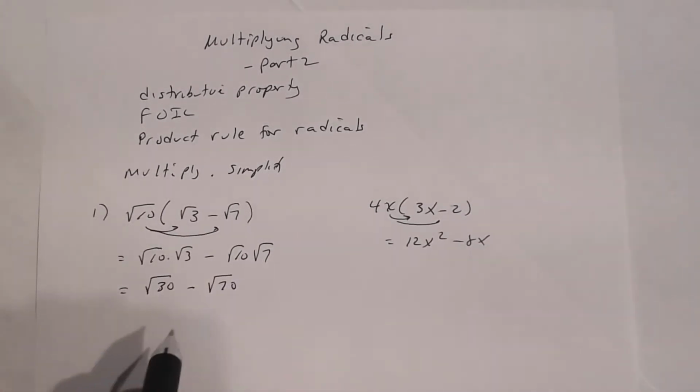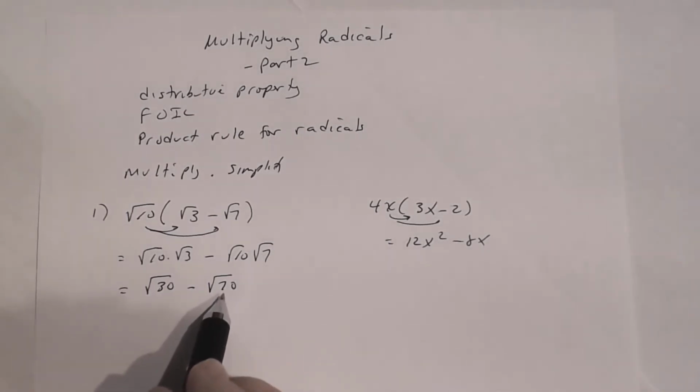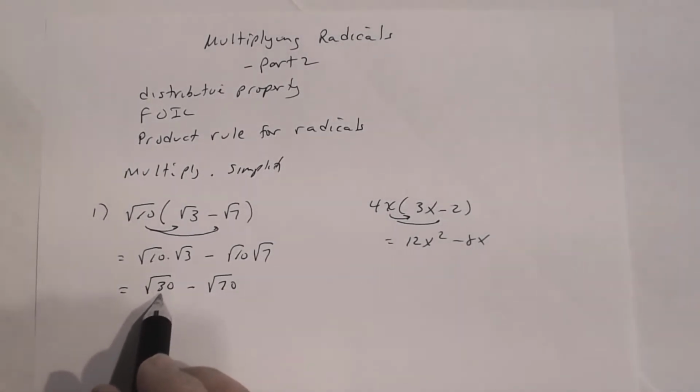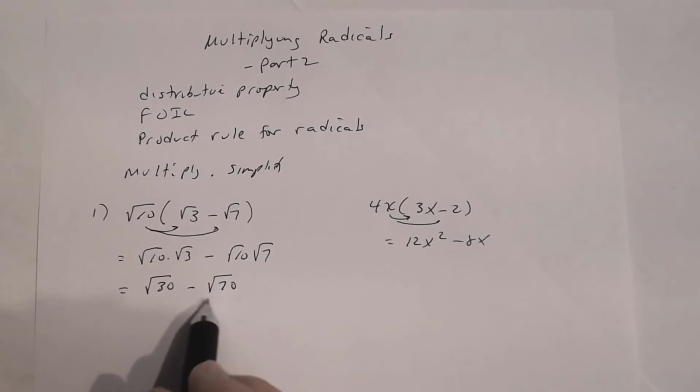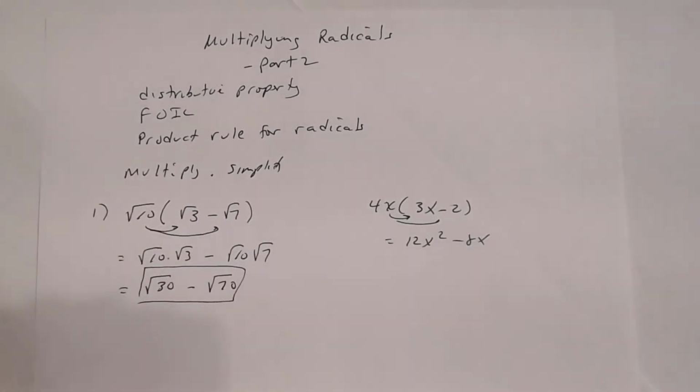Then just like in part 1, you need to simplify the radicals before you say that's your final answer. If you look at 30, besides 1, is there a perfect square that goes into 30? The answer is no. For 70, besides 1, is there another perfect square that goes into 70? No, there is not. So that's your answer. That's all you do there.